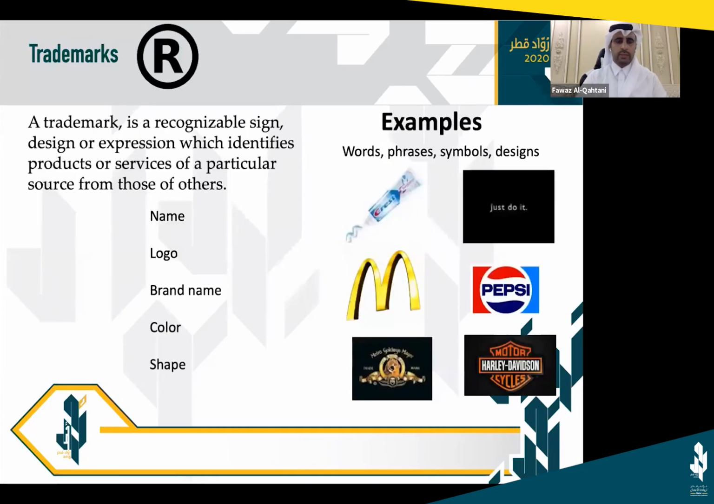Okay, trademarks. A trademark is any design or expression which identifies a product or service. It can be a name, a logo, a brand name, a color, or shapes. Some companies can have trademarks and trade secrets at the same time. For example, Coca-Cola has the trademark of Coca-Cola, and at the same time the trade secret of the ingredients of Coca-Cola. We know many trademarks here in Qatar, like Synonym, Rafiq, Baladna, and some others.